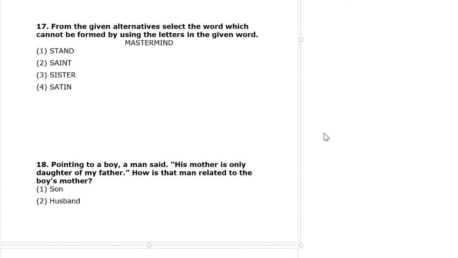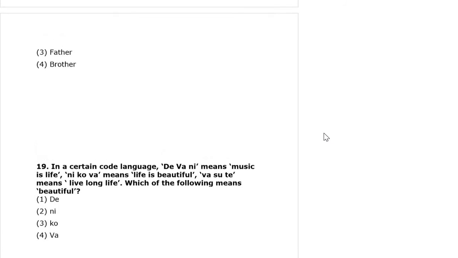17th one. From the given alternatives, select the word that cannot be formed. Which cannot be formed? So stand, check all the letters: S, T, A, N, D. We can make saint, S-A-I-N-D. Sister needs a double S, only one S is here. So we have to check the last one, S-A-T-A-N. This is also correct. So this word we can't make because we need two S. Okay. Next, 18th one.